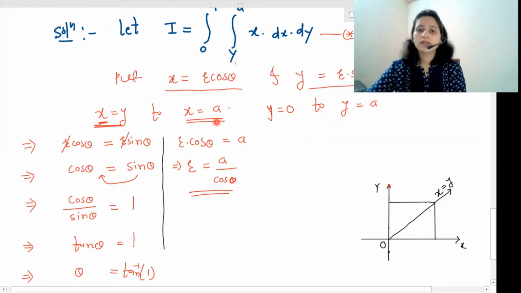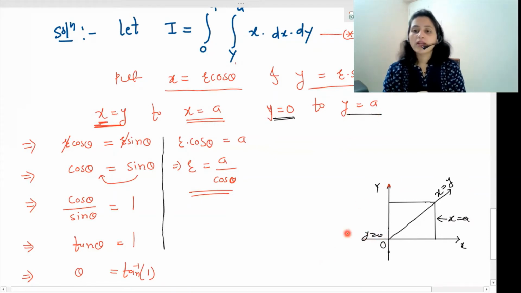Now the second limit, x equal to a. So what is x equal to a? x equal to a means the line which is parallel to the y-axis, this line is the equation x equal to a. Now y equal to 0: this is the equation of the x-axis, y equal to 0.